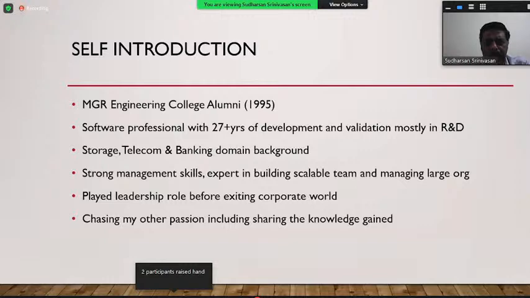So I recently took retirement from my corporate world. Currently I'm chasing my other childhood passions and dreams. And of course, when I was asked to give a session, I was all the more happy because I want to share the knowledge that I've gained in the industry back with the education system. And you are the great leaders in bringing the next set of engineers out of the college.